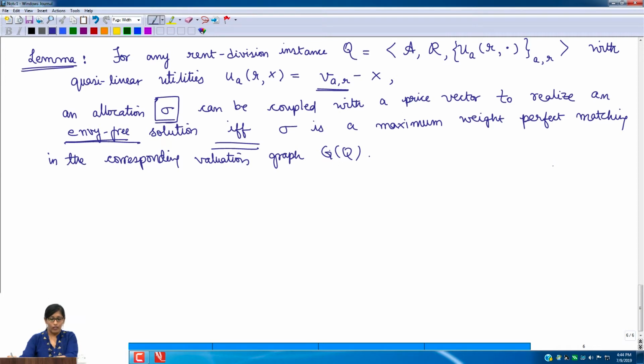And again, if and only if, the other way around: if you're given a tuple sigma comma p and someone claims that it's an envy-free solution, this particular allocation sigma must be a maximum weight perfect matching in this graph G_Q. Is the statement of the lemma clear? Any doubt in the statement? Okay, so let me do the proof.